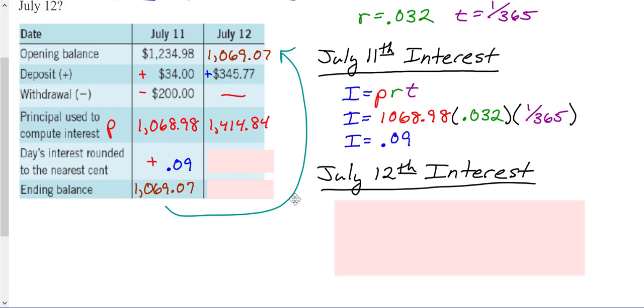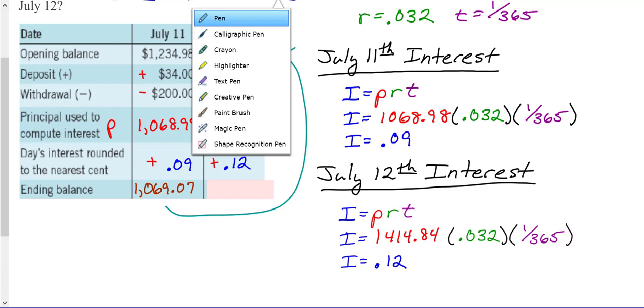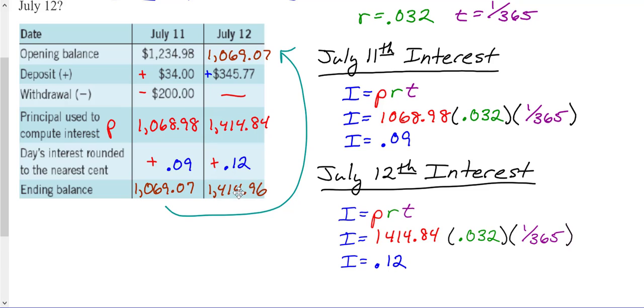So fill in our formula, and our interest is now 12 cents. And the reason the interest is 12 cents is because if you compare the principal in this middle row from July 11th and July 12th, you can see our balance is higher. So the higher your balance, the more money you're going to earn in interest. So you're going to put 12 cents in for the day's interest, rounded to the nearest cent. We are going to add it, and our final balance on July 12th is $1,414.96.